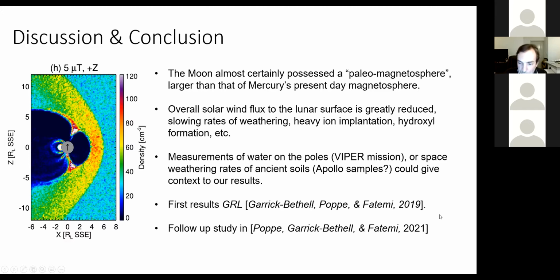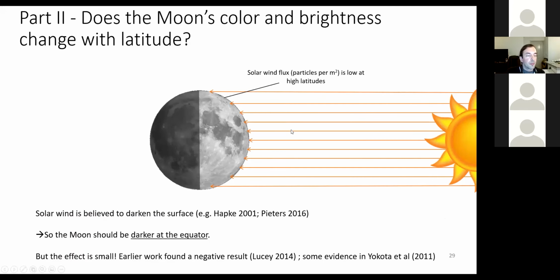In these papers. All right. So that's the past magnetic field and how that affected the moon. And again, if you have any questions, it's fine to interrupt.